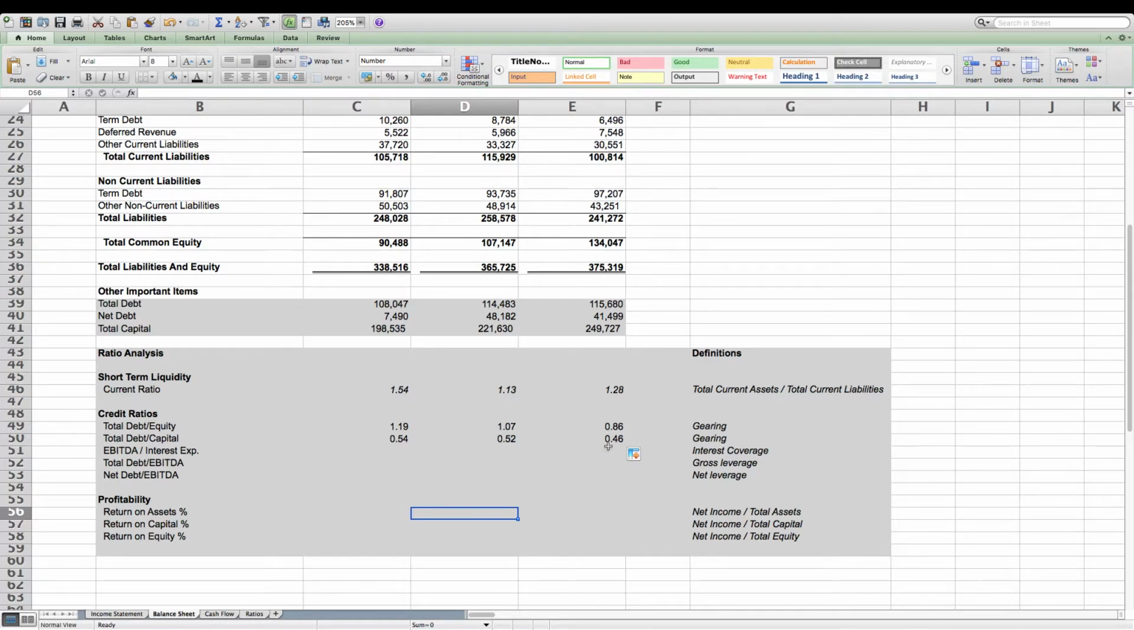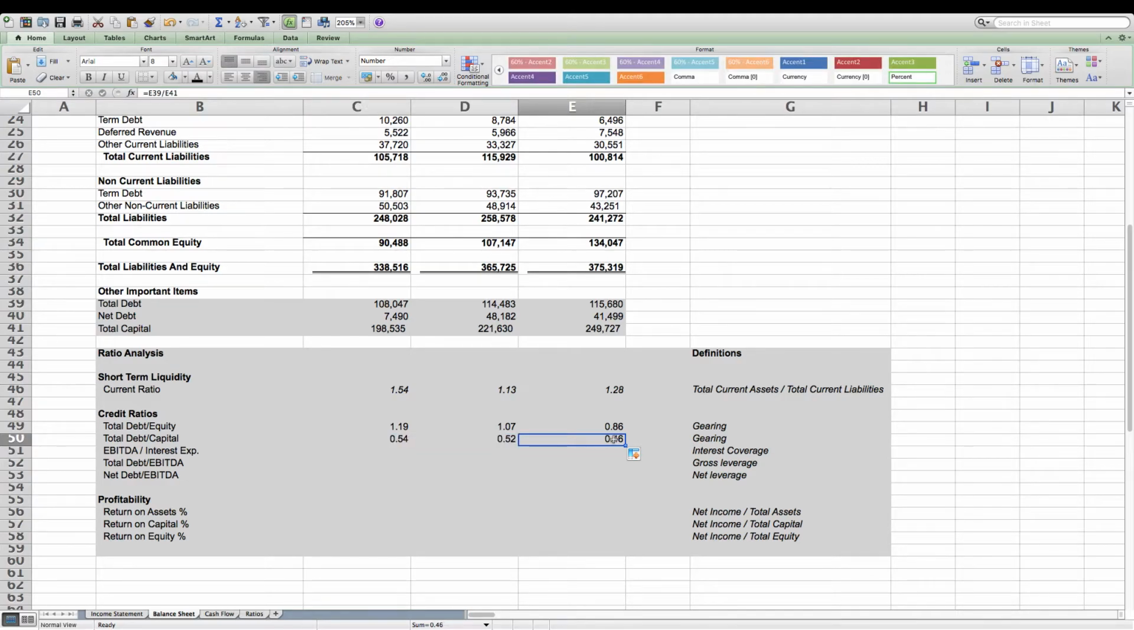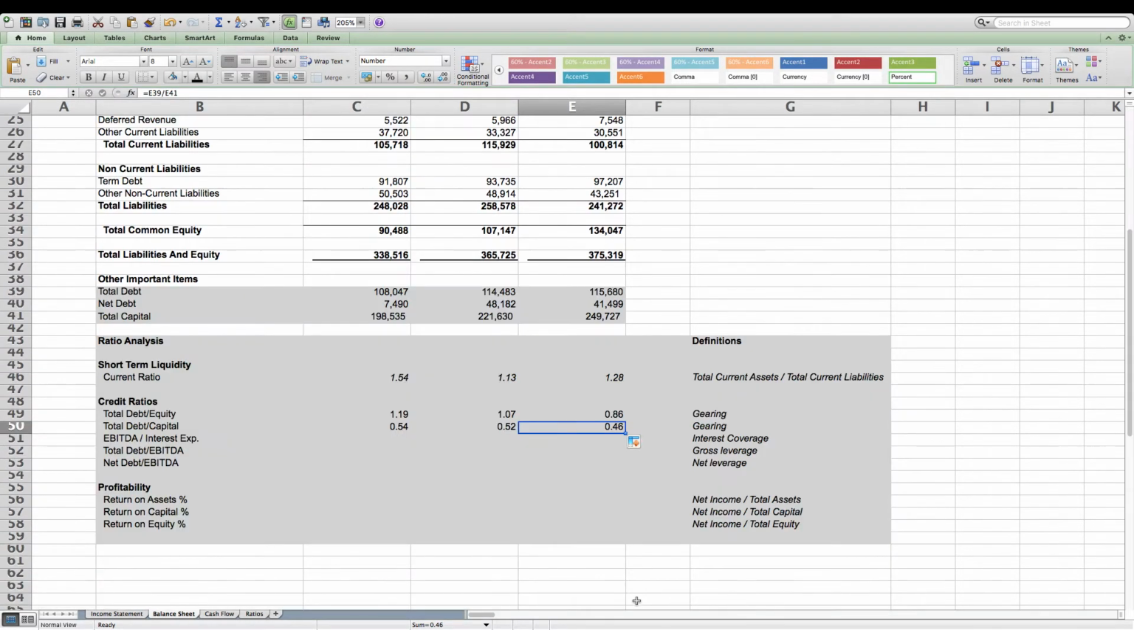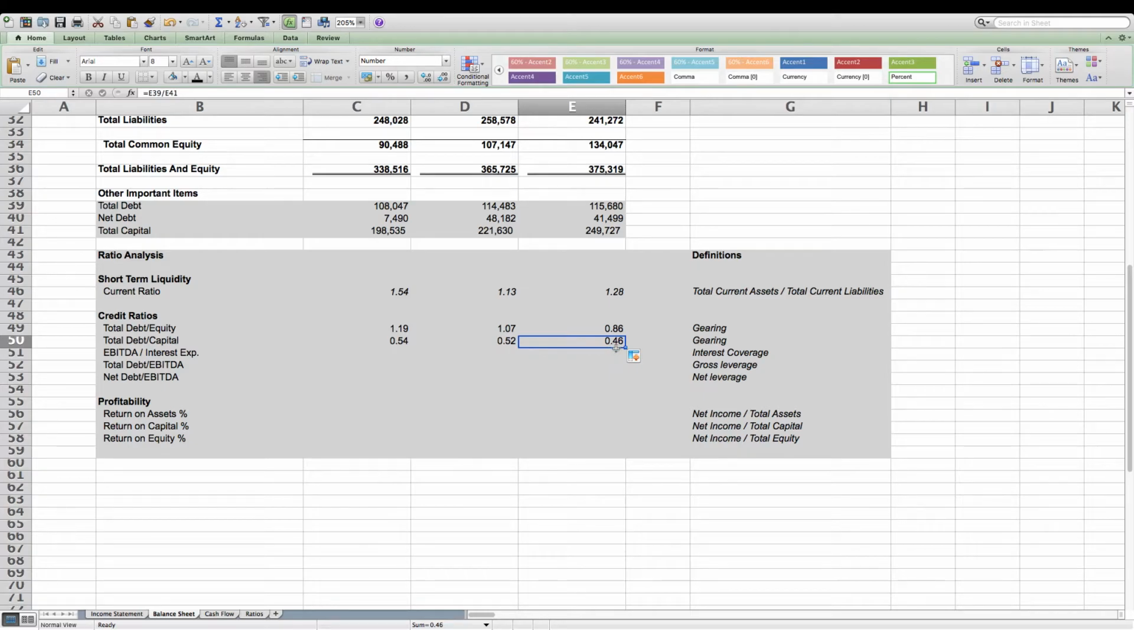And if we have a look at the evolution of this ratio, we see that in 2017, Apple had 46% debt in its capital structure, and this has progressively increased to 54%. So this is another ratio which is very important from a company's bank or lender's perspective.